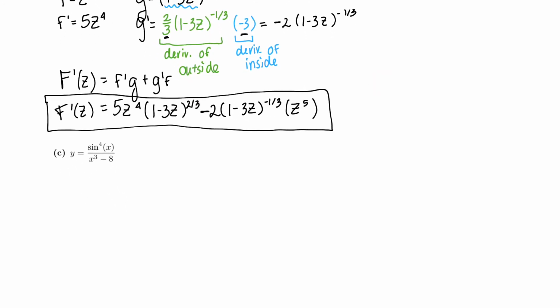All right, so for the next one, the last one I'll do for the day: sine to the 4th x over x cubed minus 8. So we have to do quotient rule here, and I want to talk about this numerator, but we're going to do quotient rule. And our top function is sine to the 4th x.